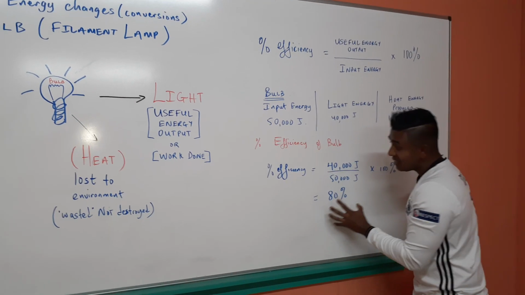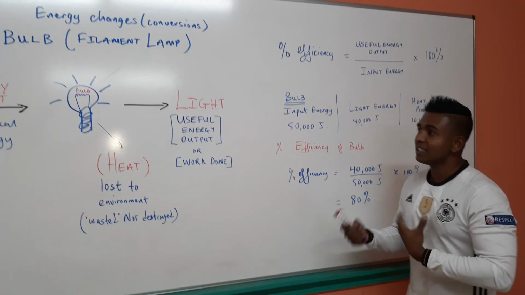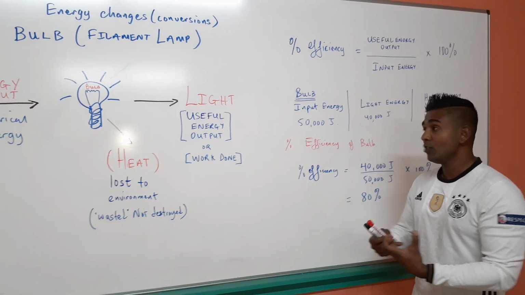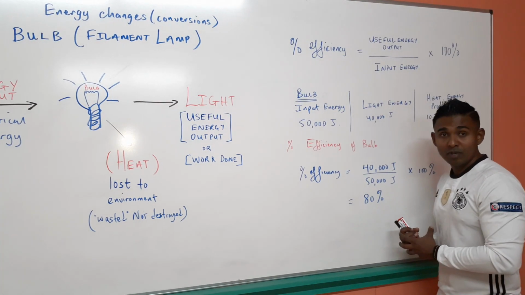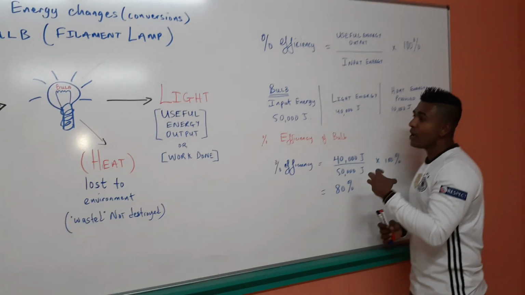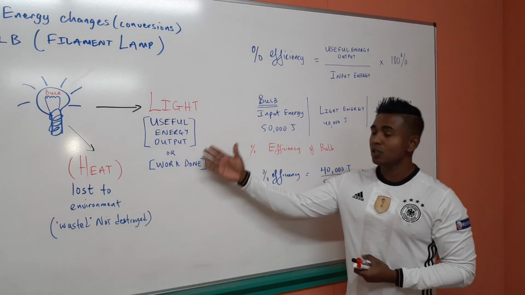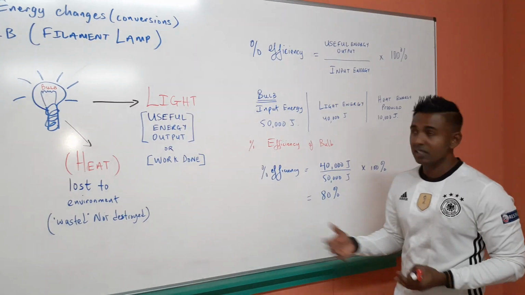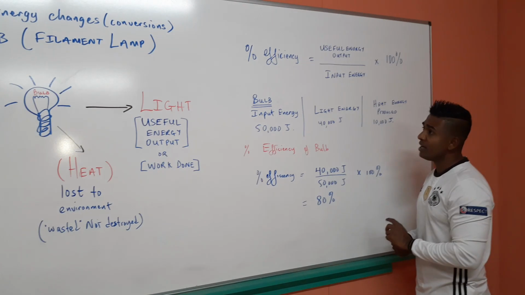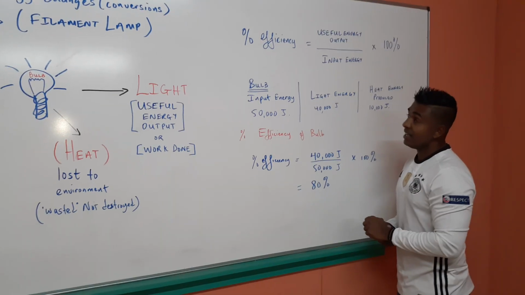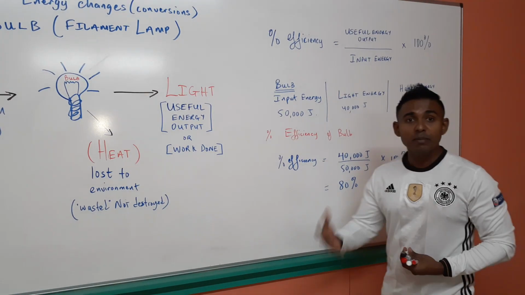What this 80% is telling you is that this bulb is 80% efficient in converting the electrical energy that it receives into light, right? So that means 20% of the energy is not converted into useful work done, and is often wasted. In this case, it's wasted in the form of heat, right? So this basically is the formula that is used to calculate the efficiency of any machine.